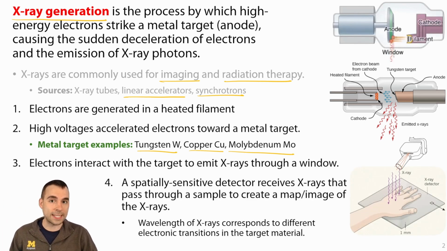And then we can place a detector beyond some sample that we're trying to send X-rays through to pick up where the X-rays actually made it through, and back-calculate some type of image from where the X-rays were blocked out by the sample.